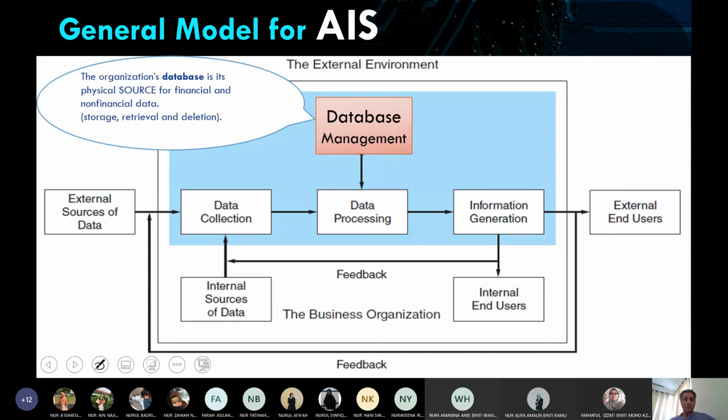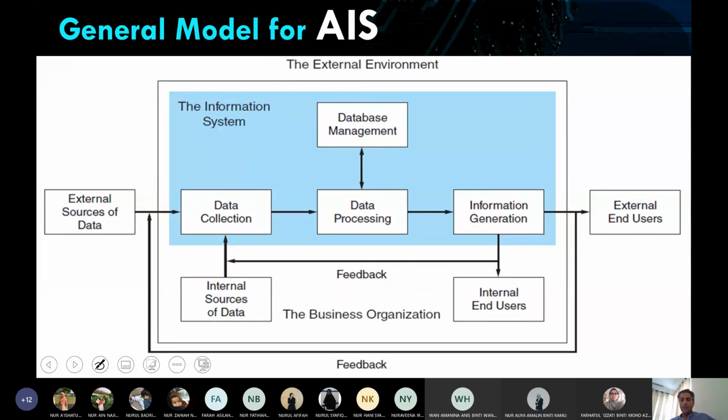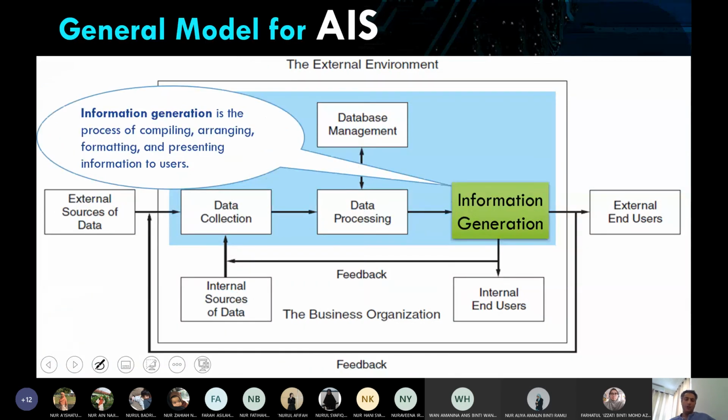The organizational database is its physical source for financial and non-financial data. The main functions are to store and retrieve or extract, and deletion or editing of the data that's stored in the database. And then finally, we shall generate the information. Information generation is the process of compiling, arranging, formatting, and presenting information to users.